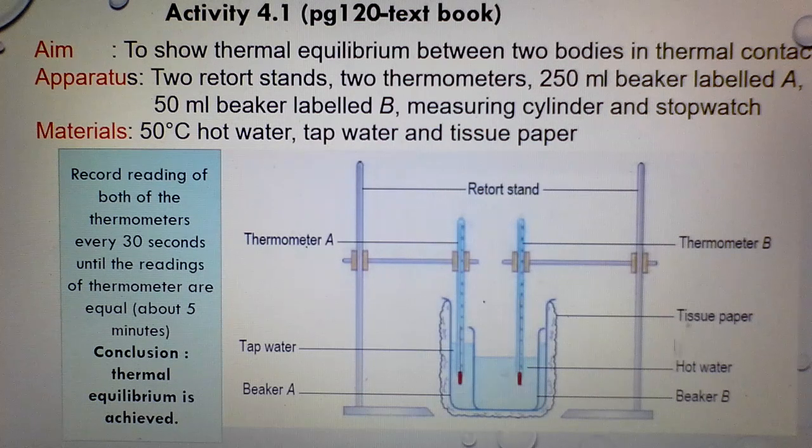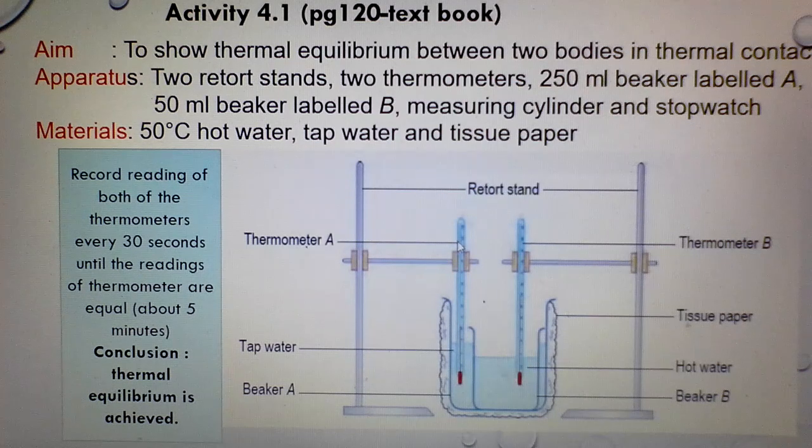The materials needed: 50 degrees Celsius hot water, tap water and tissue paper. So you can look at the arrangement here. At first, we have 2 beakers here. One is 250 milliliter, one is 50 milliliter. We fill the 50 milliliter beaker with hot water at 50 degrees Celsius, and the bigger one, 250 milliliter, we fill with tap water.